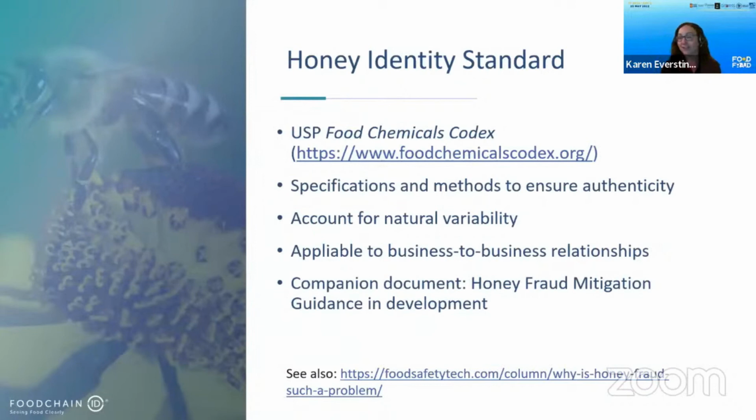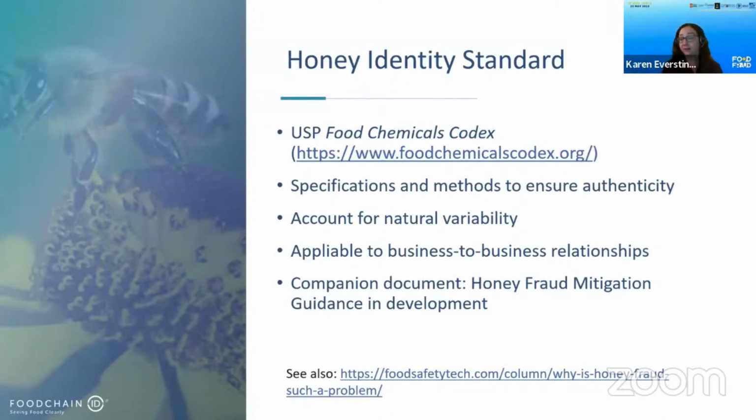Honey came up yesterday. I added this slide yesterday afternoon because somebody asked about honey, and the question was about how honey is particularly challenging to ensure the authenticity of. So I wanted to mention that USP published last year an identity standard for honey. It is in their Food Chemicals Codex. This is the website for that publication. It outlines specifications and methods that can help ensure authenticity for honey. The idea is for that standard to be used in business to business relationships, so it's a standard that can be aligned to throughout the supply chain.